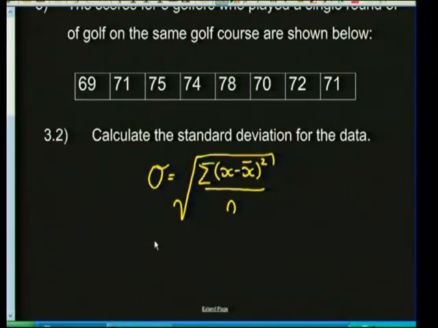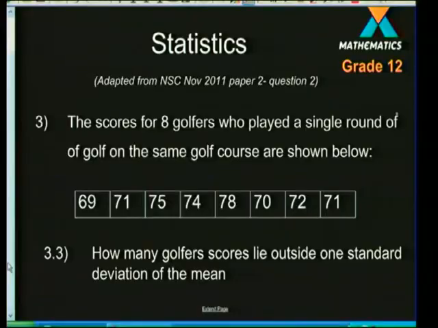So your standard deviation is going to be 2.78. Okay, so the average deviation of each person's score about the mean is a 2.78 difference on either side of your mean. Okay, so therefore, knowing that, the next question then says, how many of the golfers' scores lie outside 1 standard deviation of the mean? Now remember, 1 standard deviation was your 2.78.